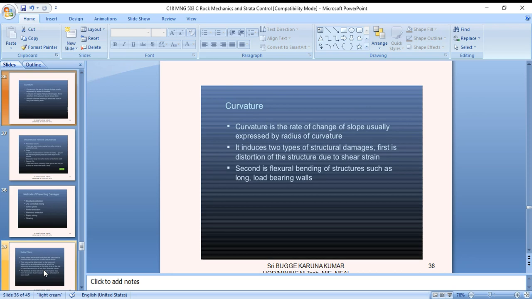Coming to curvature. Curvature is the rate of change of slope, usually expressed by the radius of curvature. It contributes to structural damage in two ways. First, it causes distortion of the structure. Distortion means change of shape, that is, small shear strain. Second, flexure, depending on the structure, such as load-bearing walls.